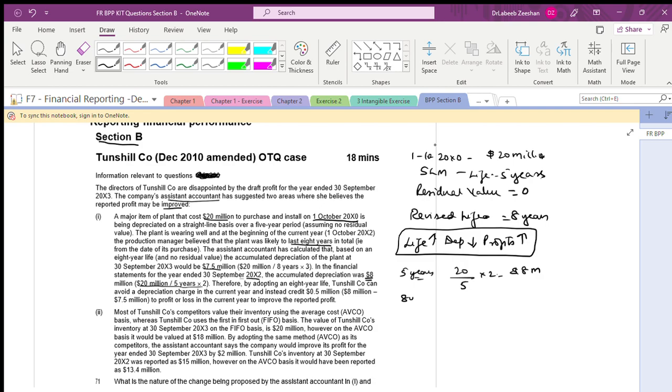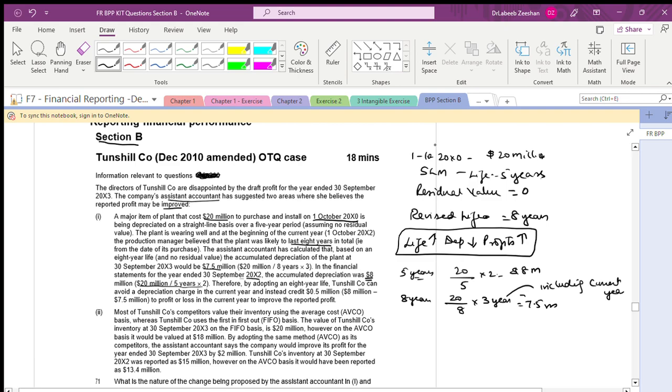If it is for 8 years, it is 20 divided by 8 into 3 years, including the current year. Don't get confused: 20 divided by 8 into 3 comes to 7.5 million. Therefore, by adopting an 8-year life, BTunshill can avoid the depreciation charge for the current year. The current year will be only 0.5 credit, not debit.